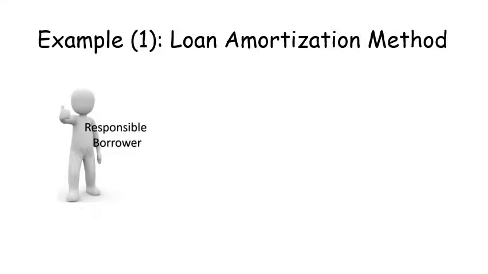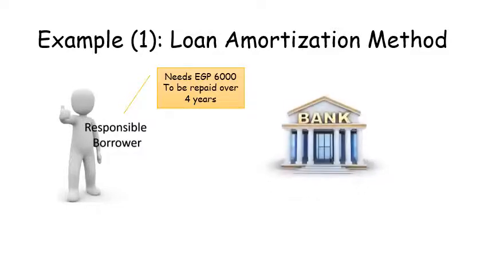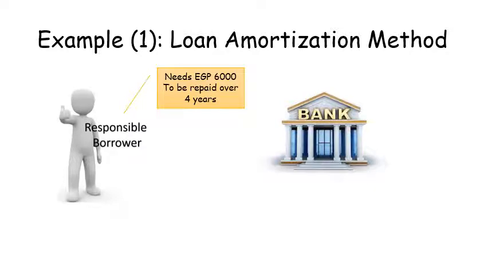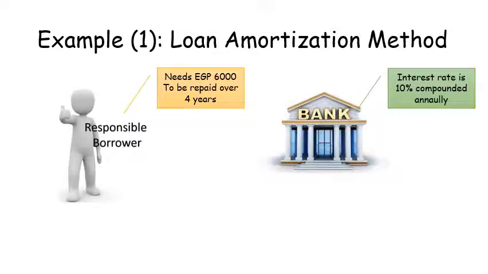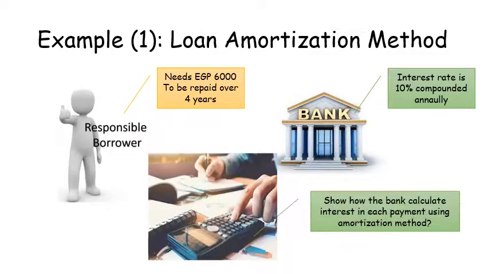Let me show a simple example about the loan amortization method. Say one person wants to borrow 6,000 Egyptian pounds to be repaid over 4 years. The bank agrees to grant this loan at a 10% interest rate compounded annually. The required is to show how the bank calculates the interest in each payment using the amortization method.